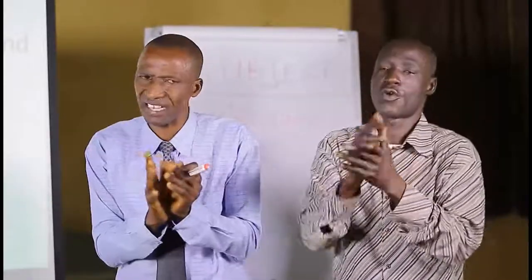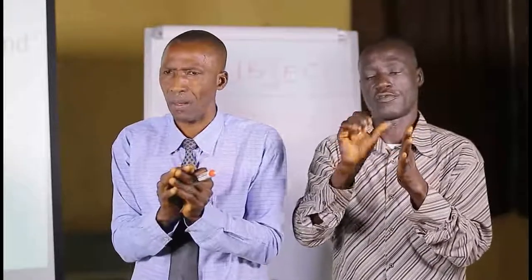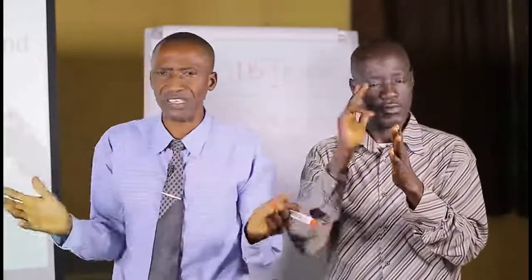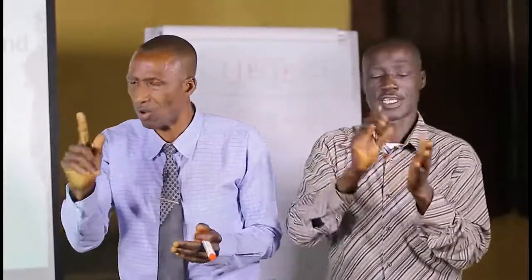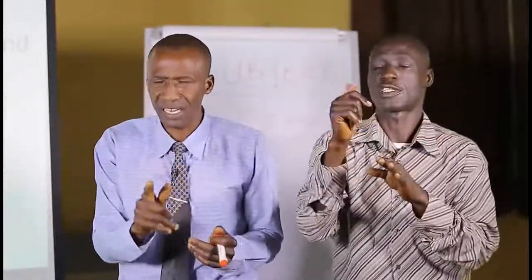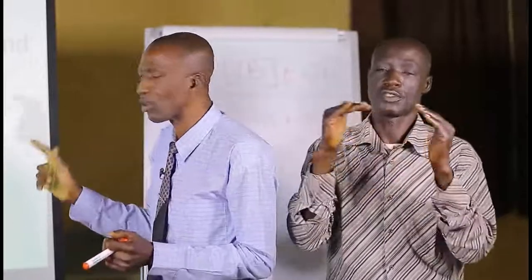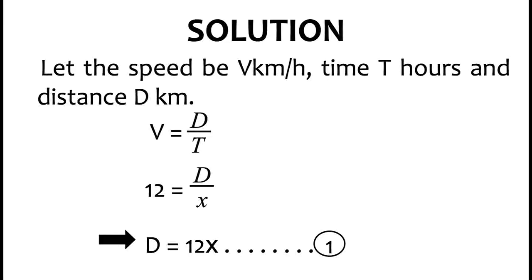Now, what is the definition of speed? Based on our fundamental knowledge in physics, speed is defined as distance all over time. Speed is equal to distance all over time. So that means our v now equals d over t.